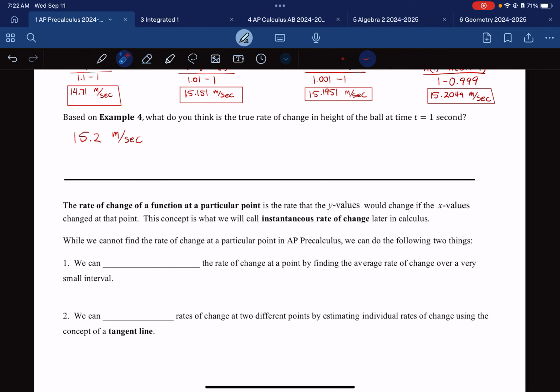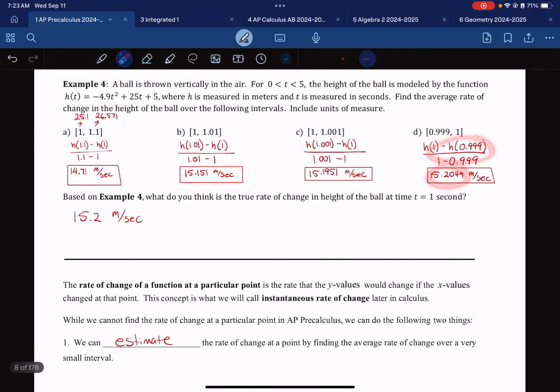All right, so now it's time to actually talk about that particular point. Again, we call this the instantaneous rate of change if I have one point slope, and it's the rate of change at one point. I'm going to be calling that one point slope, or I can use all of this as well. We can't do that in AP Precalculus. I've already talked about that, but we can do two things. We can estimate the rate of change at a point by finding the average rate of change over that small interval. That's literally what we just did, right? We took a really, really small interval and we said, okay, that's probably the one point slope.